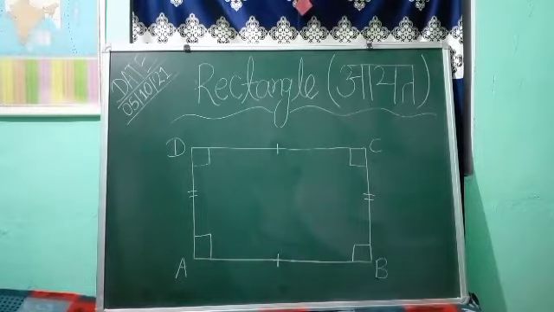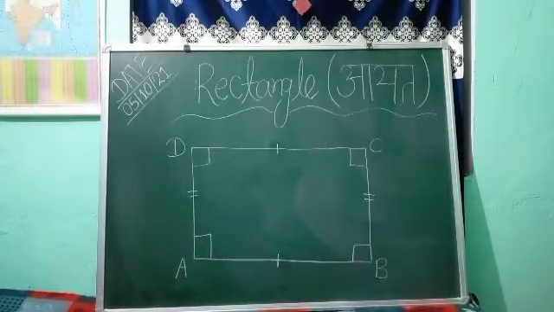In the figure above, a rectangle ABCD has four sides as AB, BC, CD and DA and right angles A, B, C and D. The distance between A and B or C and D is defined as the length, whereas the distance between B and C or A and D is defined as breadth of the given rectangle.